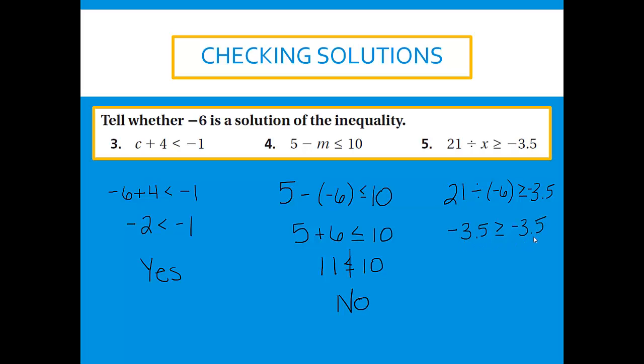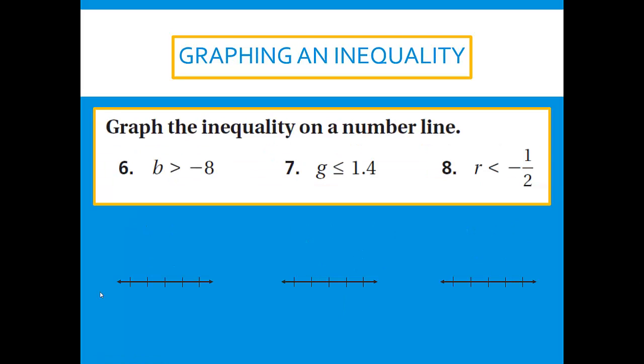These two numbers are equal, and since our symbol is greater than or equal, our answer would be yes, that negative 6 is a solution to this inequality. Now we're going to graph an inequality. So we're going to graph the inequality on a number line. So for number 6, we have b is greater than negative 8.